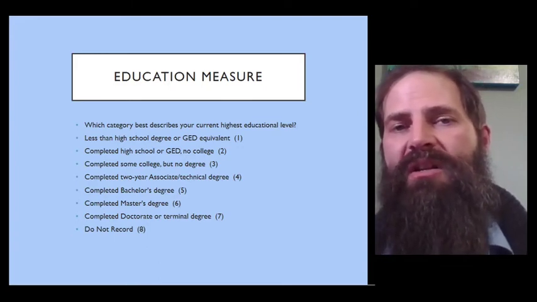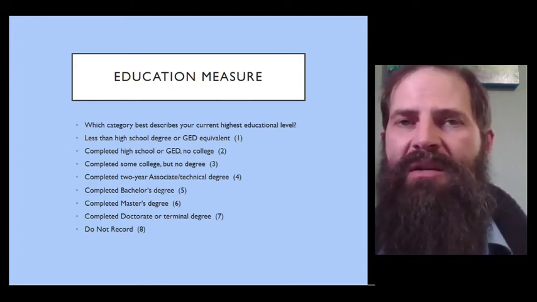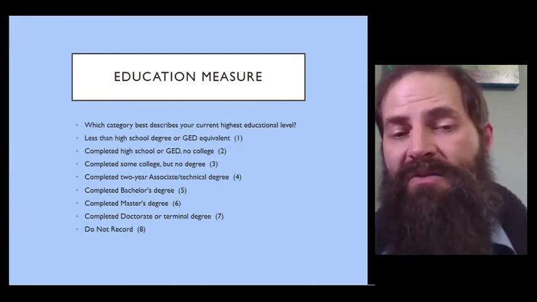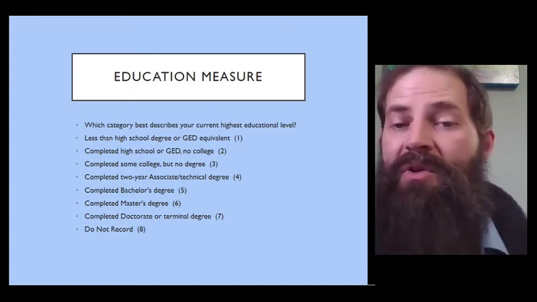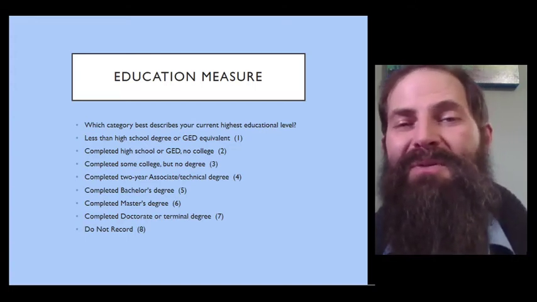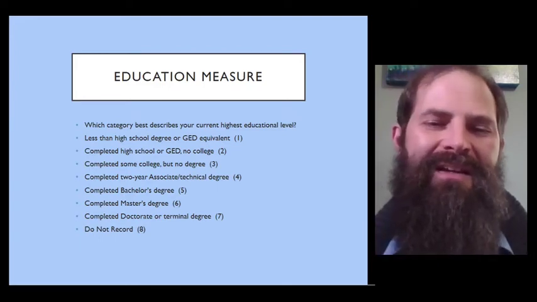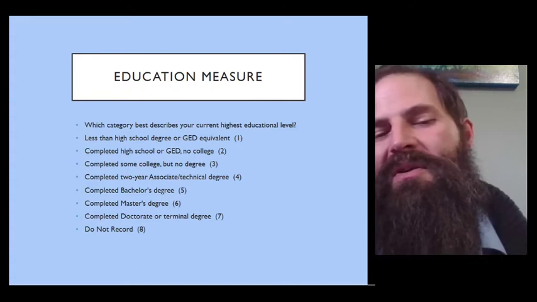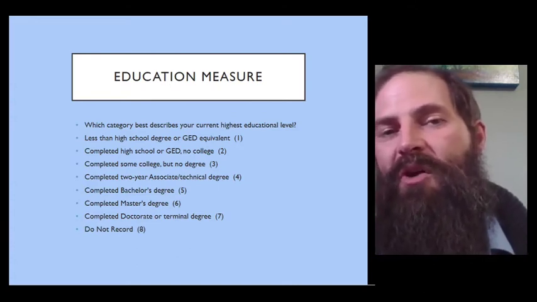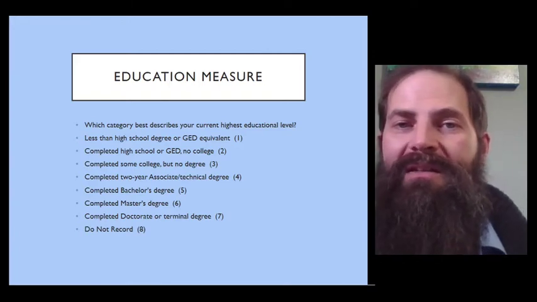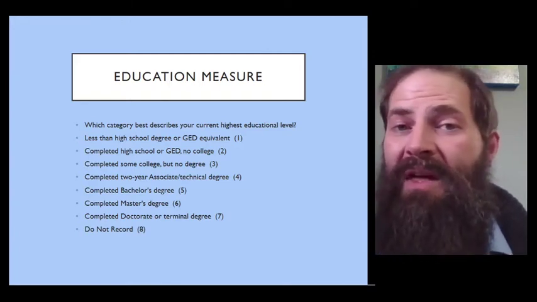Now, education is something that measures their educational attainment or their maximum education. And the common way that I ask that is using these categories: less than high school degree or GED equivalent, because I need to be mutually exclusive there, but also exhaustive. Got to cover all the bases. Completed high school but no college, completed some college but no degree, and so forth. And you'll note also at the end that I put do not record. I put that in there because people may not want to give me that information.